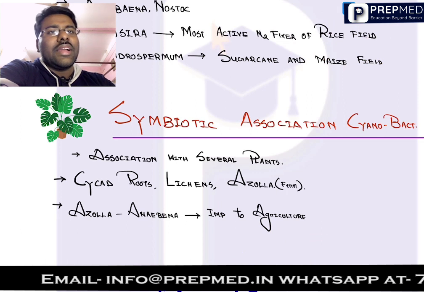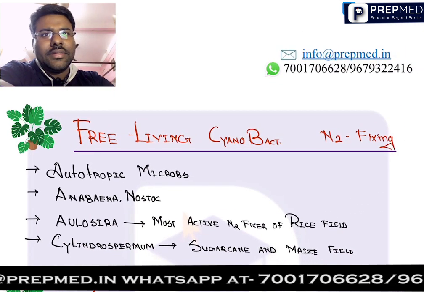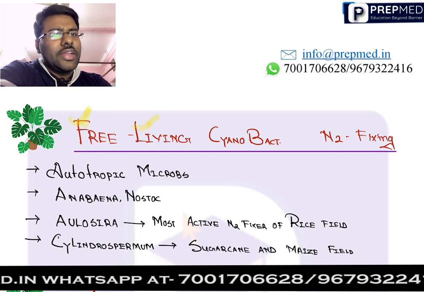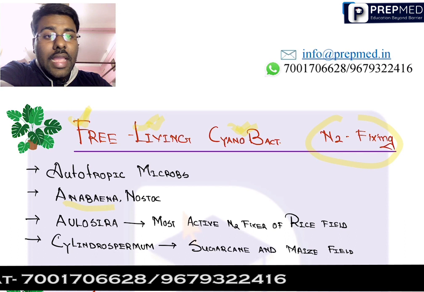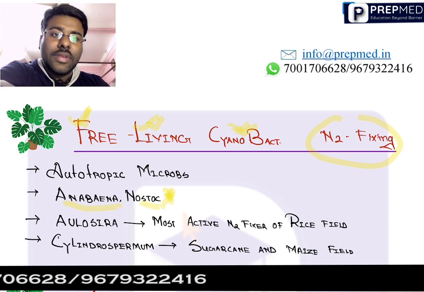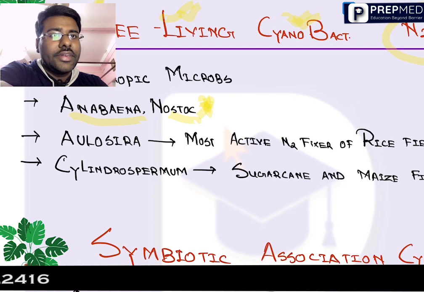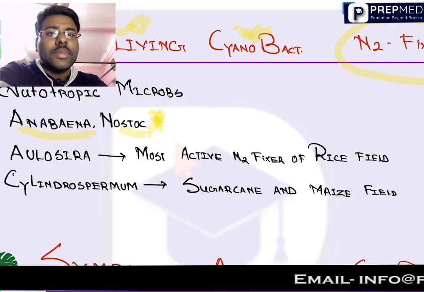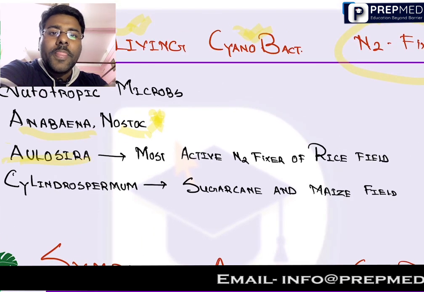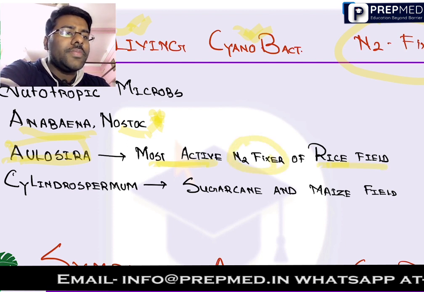Okay, coming to the cyanobacteria. Firstly, free living cyanobacteria, which can fix nitrogen. Coming to the example, Anabaena and Nostoc, they are the NCERT examples. Now coming to the two most important free living cyanobacteria which can fix nitrogen and which are important for some agriculture purposes, like Aulosira. The Aulosira is the most active nitrogen fixer of the rice field.